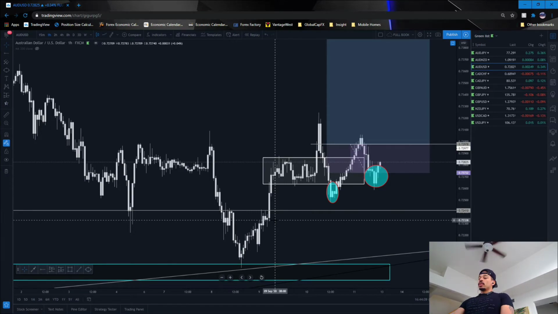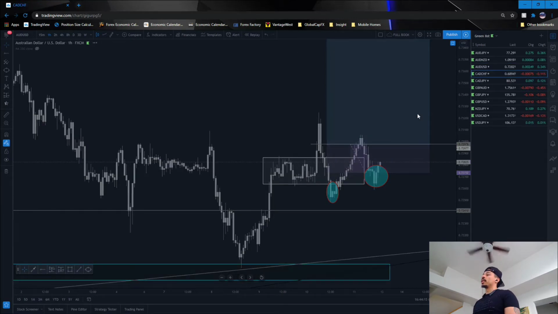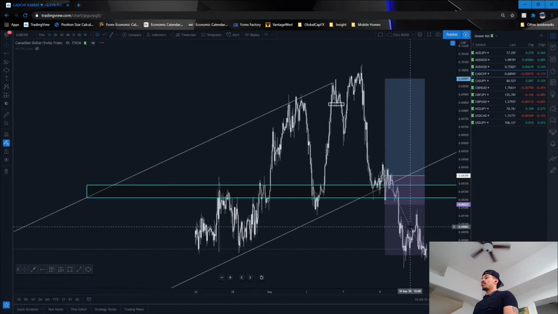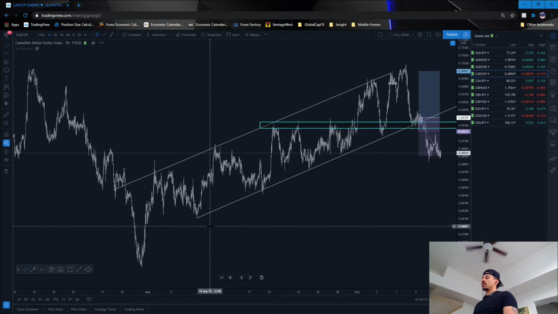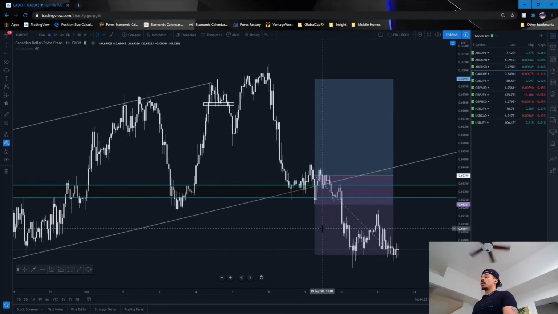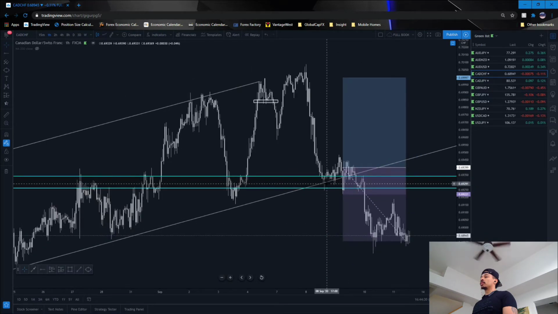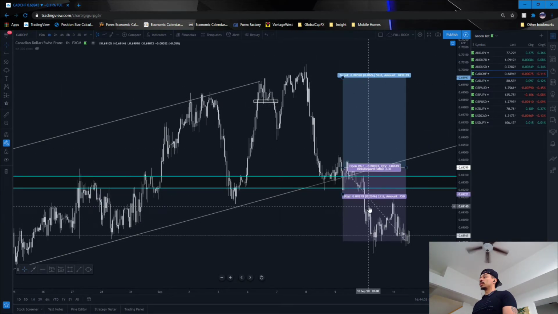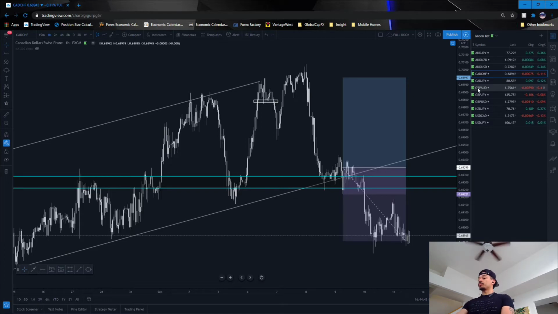Another one was CAD Swiss. CAD Swiss was another one that I entered in. Price has been respecting this channel so much, as you can see with these two lines here. So what I was looking to take place was for price to continue again to the upside. And this one was just the luck of the draw, unlucky, and I ended up taking a loss on this one.